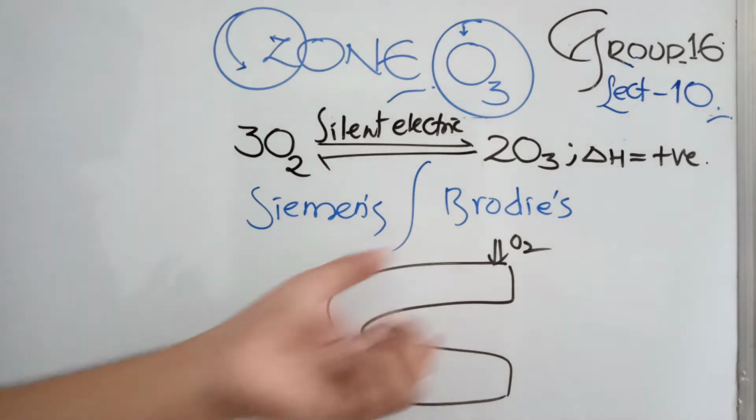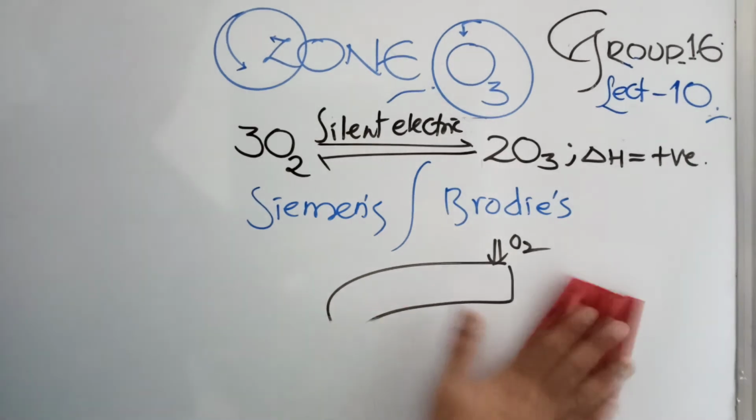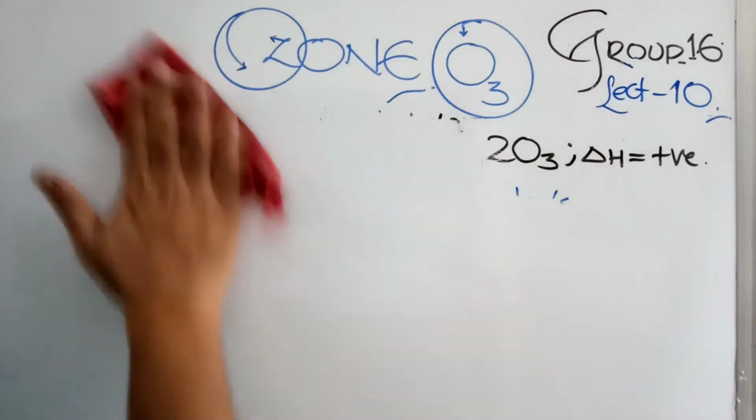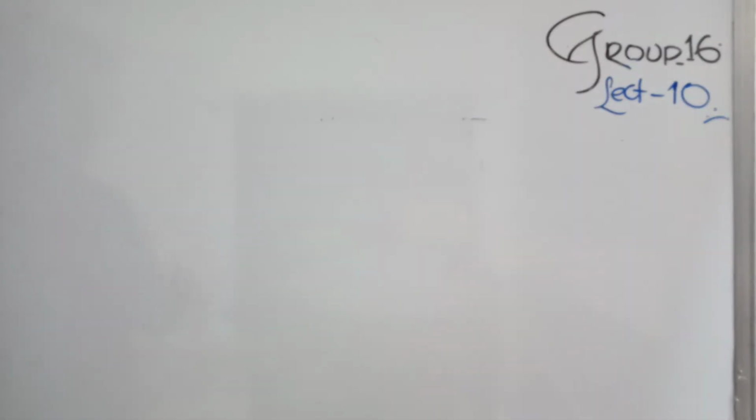Okay, now this is our silent electric discharge. So when oxygen is slowly moving, the oxygen will be converted into ozone. This is the method of preparation. Only one line is important for us. This is delta H equals positive, an endothermic reaction. So we must be very careful.